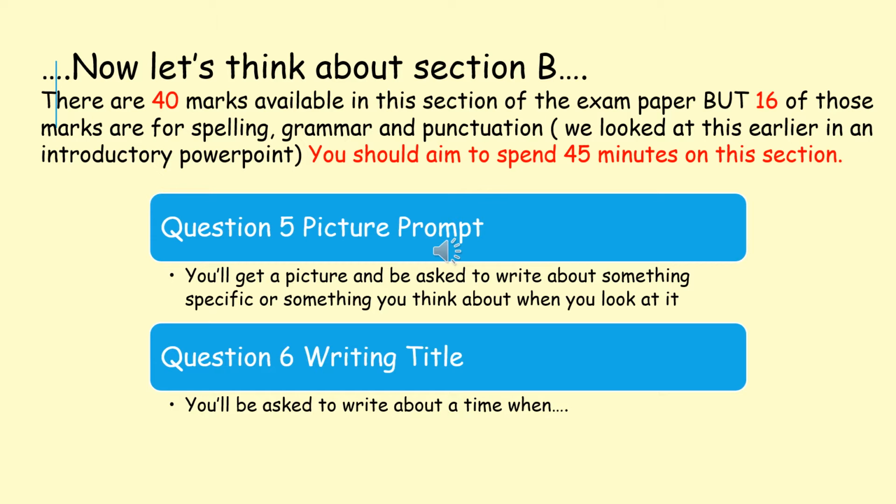For Paper 1, Section B, there are 40 marks available, but the tricky thing is that 16 of those 40 marks are awarded for spelling, grammar, and punctuation. If you look back at this PowerPoint where we went through all of those issues, you'll know what kind of thing to look for. The exam board recommend that you spend about 45 minutes on this section. You do get a choice, so you'll get a picture prompt plus a title, or you'll just get a writing title. So it's up to you which you choose.